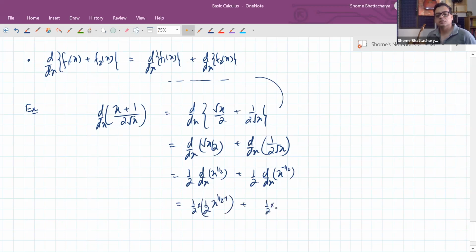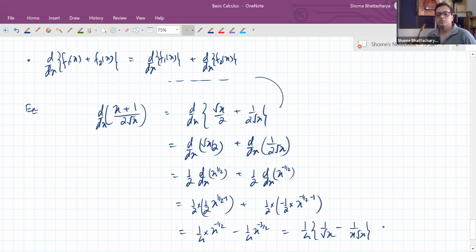So in the next step, we can see that this can reduce to plus minus half into x to the power minus half minus 1. So this will reduce to 1 by 4 x to the power minus half minus 1 by 4 x to the power minus 3 by 2, which we can also write as this, or we can even express this a little bit further as x minus 1 by 4 root x.